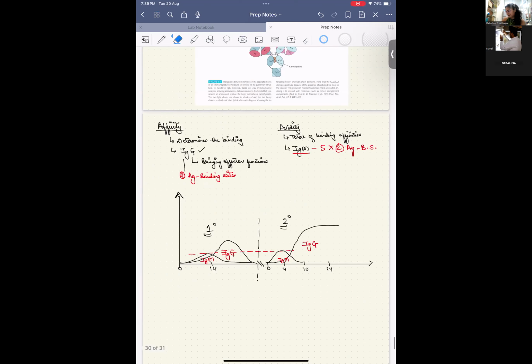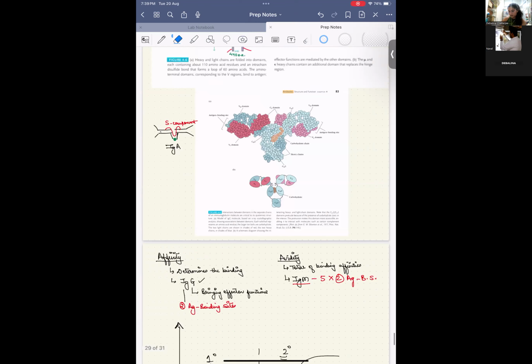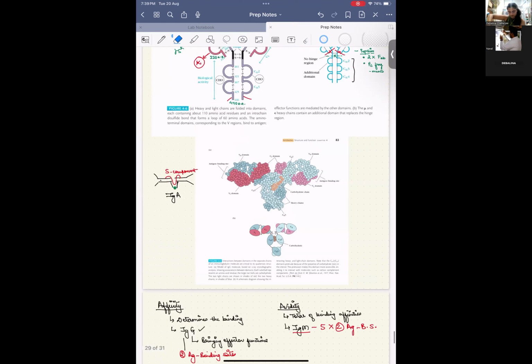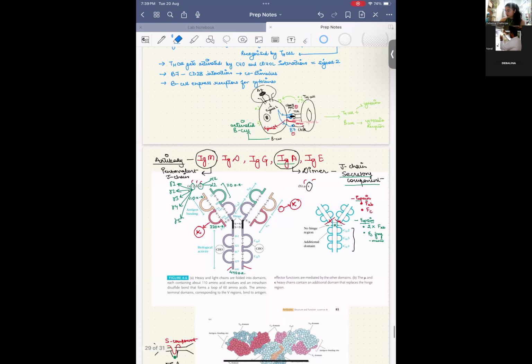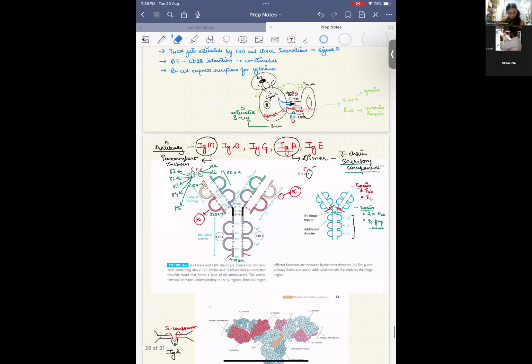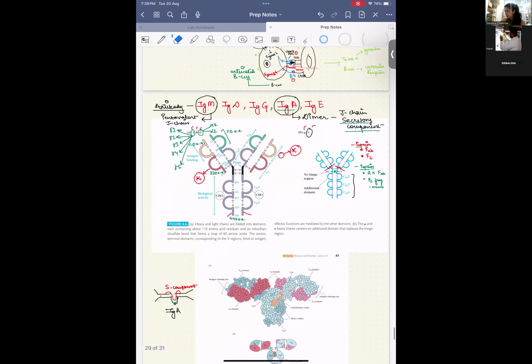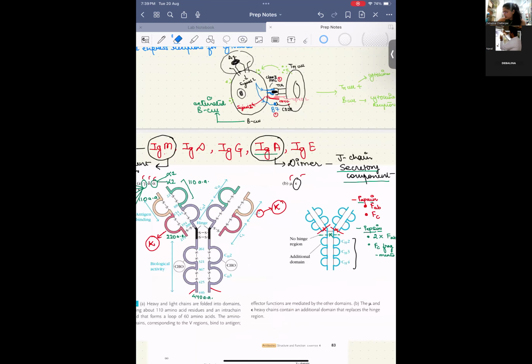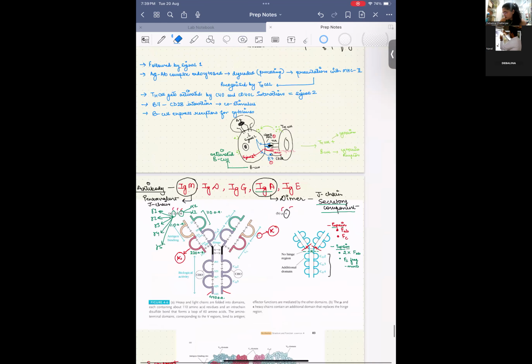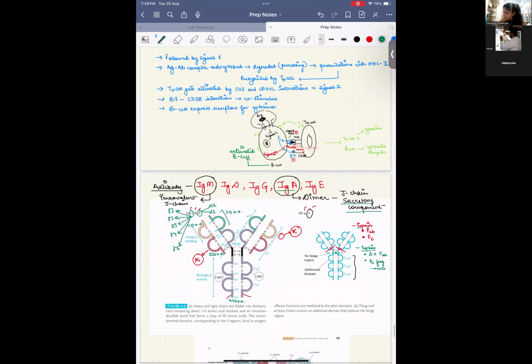So also, since the initial antibodies that come into play are IgM and IgD, there's also a reference of calling IgG, A, and E the antibodies of the secondary immune response.